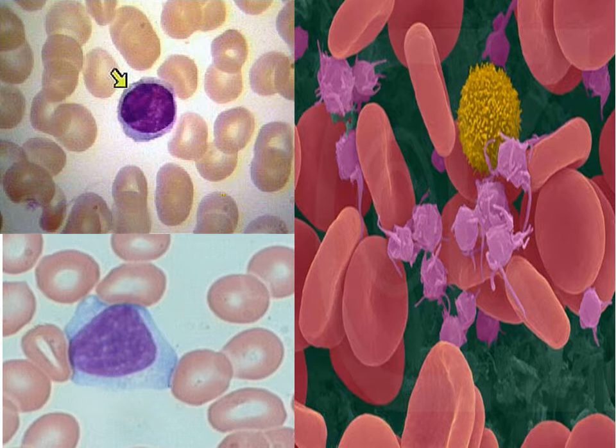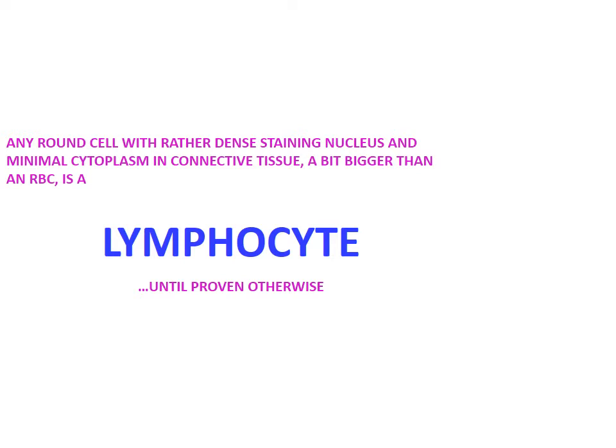So for a lymphocyte, any round cell in the tissue, you see a round central condensed nucleus surrounded by a rim of cytoplasm, it is a lymphocyte in a peripheral blood film. And when it comes into connective tissue, similarly, any round dark staining nucleus with scanty cytoplasm is a lymphocyte. So any round cell with a dense or dark staining nucleus and minimal cytoplasm in connective tissue that is a bit bigger than an RBC is a lymphocyte until proven otherwise.